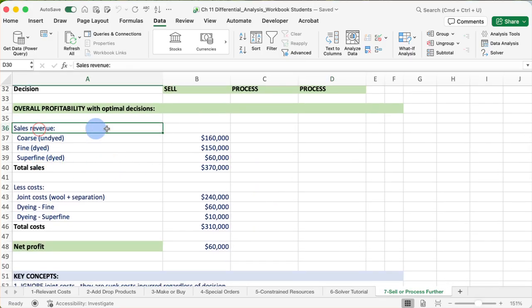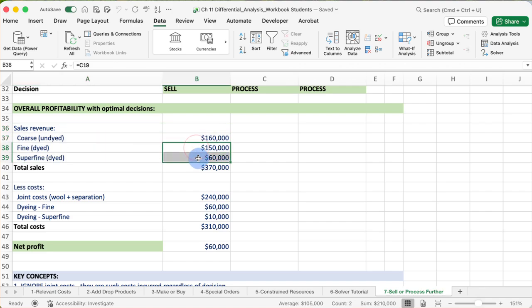There's also just this breakdown of overall profitability. We're taking the sales revenue of our coarse wool undyed plus the sales revenue from dyeing the fine and the superfine to get total sales of $370,000. And then we subtract out all of our joint costs, which were calculated previously, plus the additional cost of dyeing the fine and the superfine. So we have total cost of $310,000, giving us a net profit of $60,000.